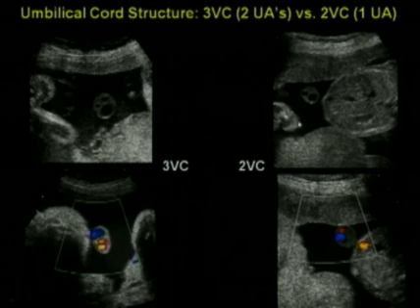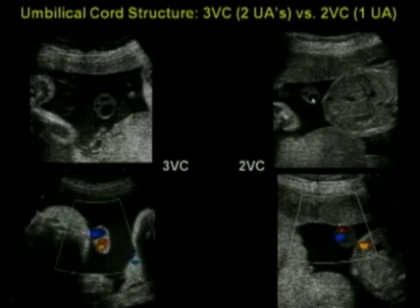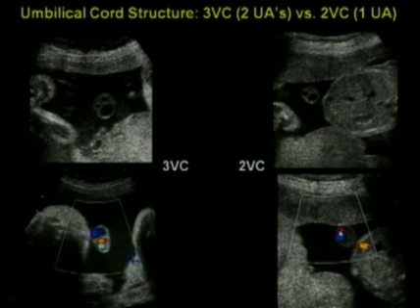This, in distinction, is an abnormal 2-vessel cord, or a single umbilical artery. There's 1 vein and 1 artery instead of 1 vein and 2 arteries. This is an abnormal cord, also confirmed by color Doppler, where you see the vein and 1 artery.